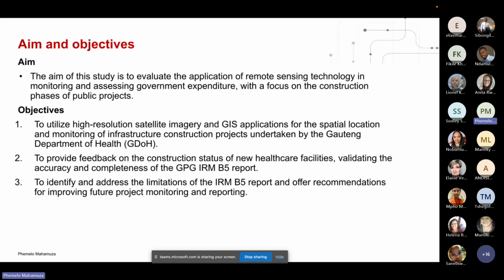Before I bore you with the aim and objective, I would actually like this to be a bit more visual. So just keep in mind that what we are doing is that we are looking at a data set that is provided by the Gauteng Office of the Premier. And this data set is about infrastructure expenditure. So just bear that in mind. And then bear the fact that we want to use satellite images. So I know one could be like, oh, but Phemelo, how do we join these two things together? How do we take satellite imagery and what does it have to do with government procurement and expenditure?